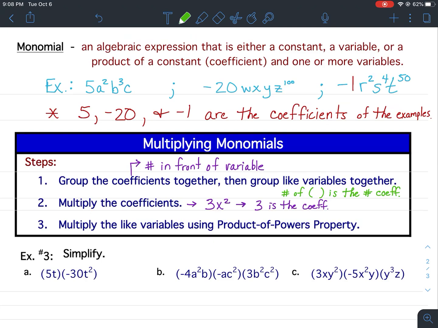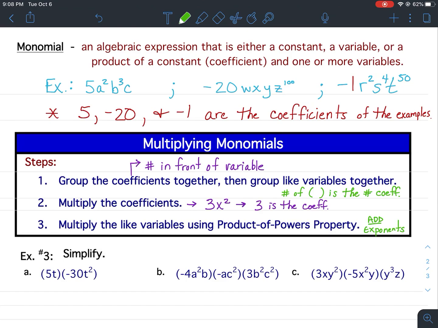So the first thing you'll do is you'll group all your coefficients together, you'll group all your like variables together. Then the second step will be to actually multiply all the coefficients together. After that, you will multiply the like variables by using the product of powers property. We learned that on the front of the notes. Product of powers property means that we add exponents.